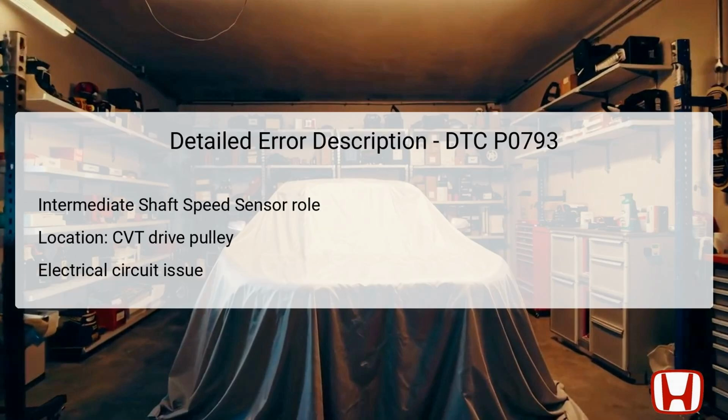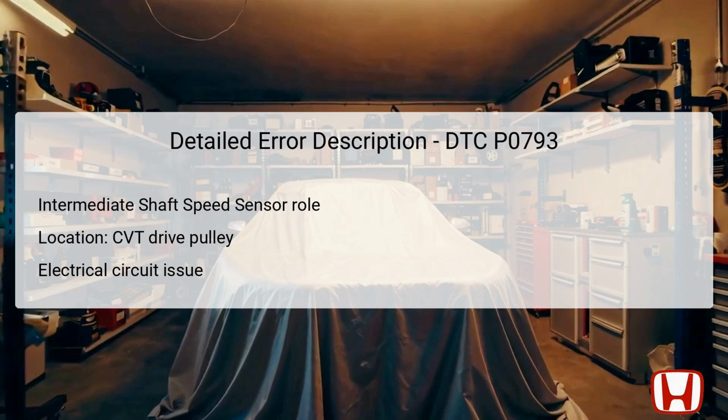The intermediate shaft speed sensor plays a vital role in monitoring the vehicle's speed. It's part of the CVT system, which allows for seamless acceleration without gear shifts. Located at the CVT drive pulley, its primary function is to relay the rotational speed of the intermediate shaft back to the PCM. This information is essential for determining the appropriate timing for shifts, thereby optimizing performance and fuel efficiency.